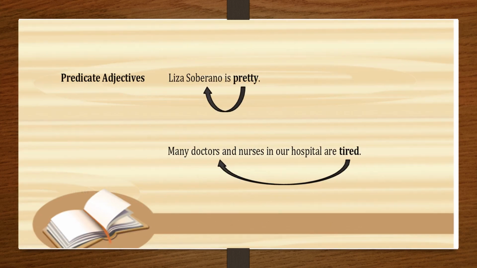The last one, we have the predicate adjective. Predicate adjectives are written far from the word they modify and placed after a linking verb. For example, Liza Soberano is pretty. Pretty modifies Liza Soberano. Many doctors and nurses in our hospital are tired.